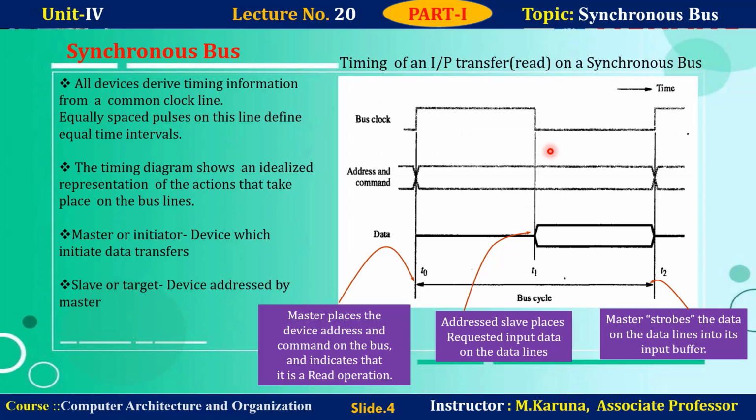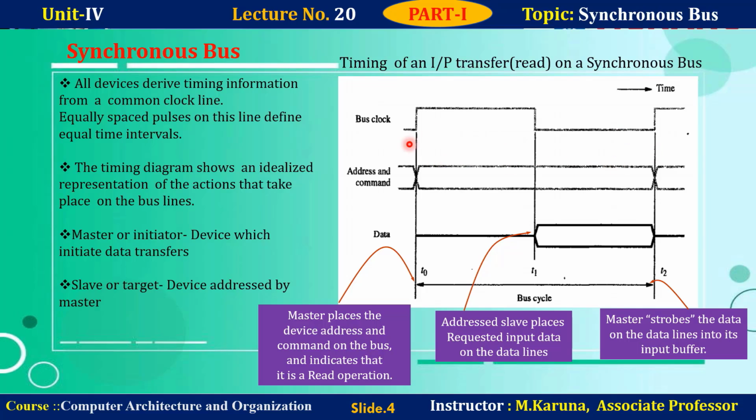In a synchronous bus, all devices derive timing information from a common clock line. A bus cycle, here this is the bus cycle, constitutes equally spaced pulses on this clock line. They define an equal time interval during which one data transfer can take place. Here one data transfer takes place during this bus clock cycle.